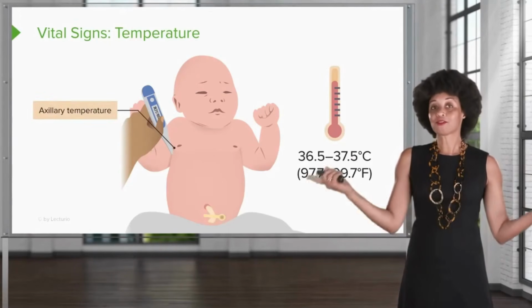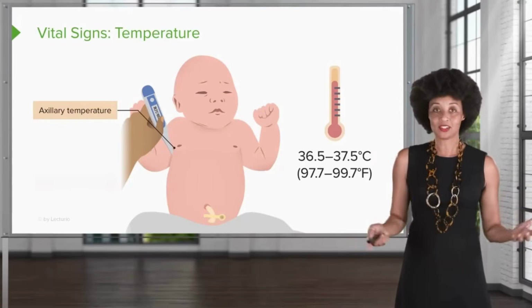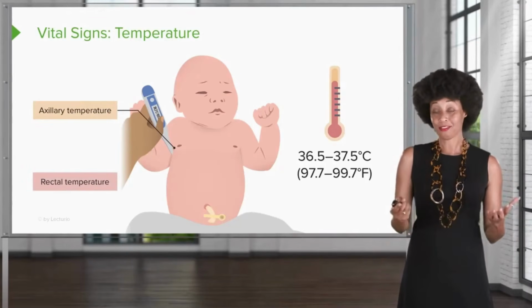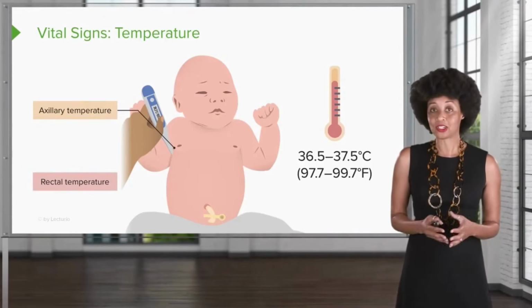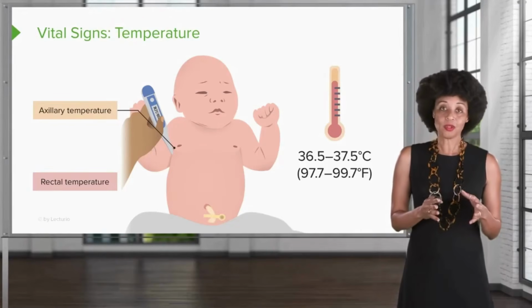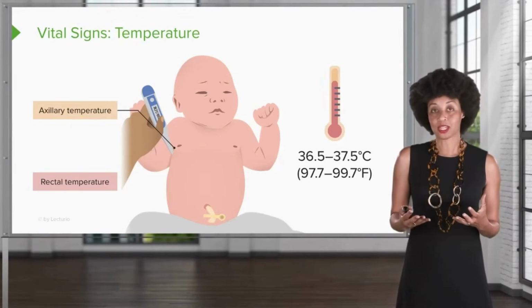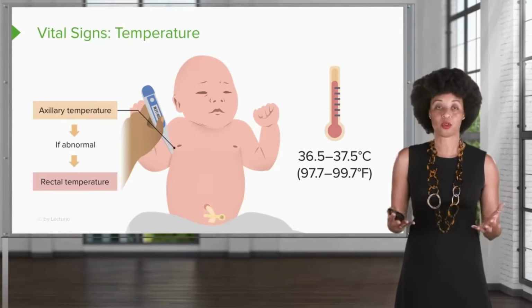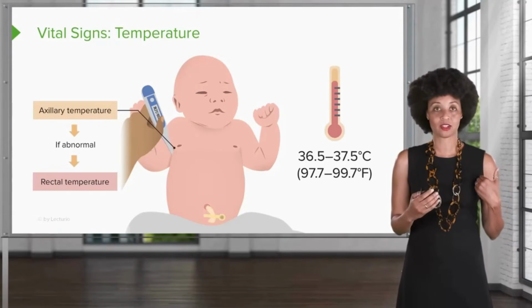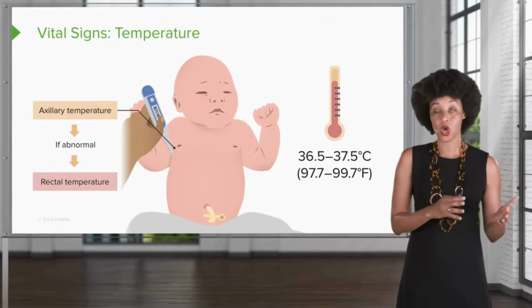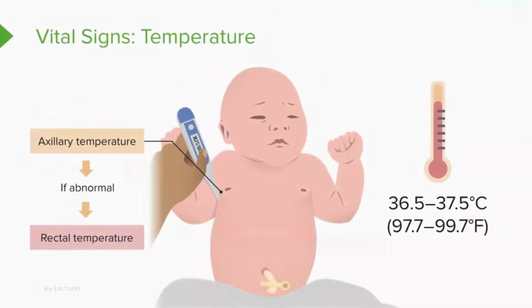Now, maybe you remember from back in the day, we used to always take a rectal temperature, but we found out through evidence that we didn't really need to do that. So now, the only time you're going to get an order for a rectal temp is if the vital sign is abnormal. So if you find that you've taken an axillary temp and it's particularly low or particularly high, you may have an order for a rectal temperature. Otherwise, an axillary temperature is completely fine.